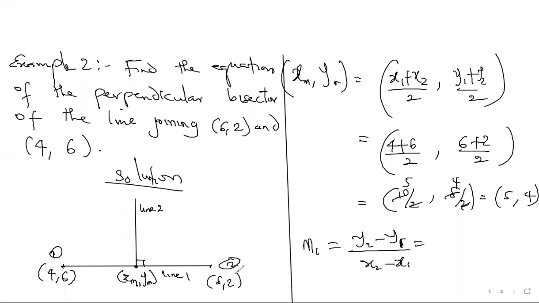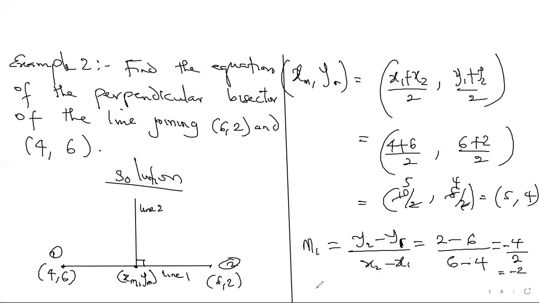And that will be, so what is y2? y2 will be 2 minus what is y1? 6. And what is x2? 6. And what is x1? 4. So (y2 - y1)/(x2 - x1) will give you -4 over 6 minus 4, that's 2. And that will give you -2. So the gradient of the first line is -2.